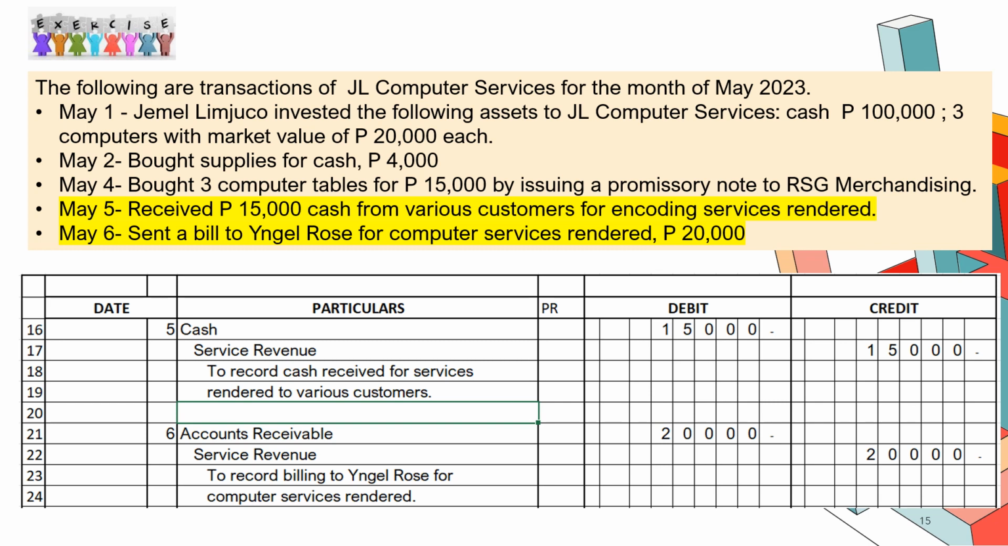Okay, how about your debit? Since we did not yet collect the 20,000 for services rendered from Angel Rose, we just sent a billing. So that's our accounts receivable. And remember in our discussion regarding the chart of accounts, accounts receivable is an asset, and this is a debit entry, an increase in assets in the form of accounts receivable. Debit accounts receivable, 20,000, credit service revenue, 20,000, and then slightly indented, to record billing to Angel Rose for computer services rendered. Okay, so I hope you learned something from our discussion. So this is how you record in the journal.